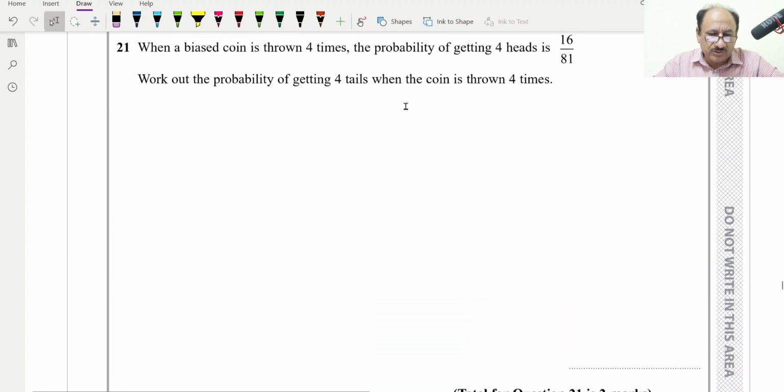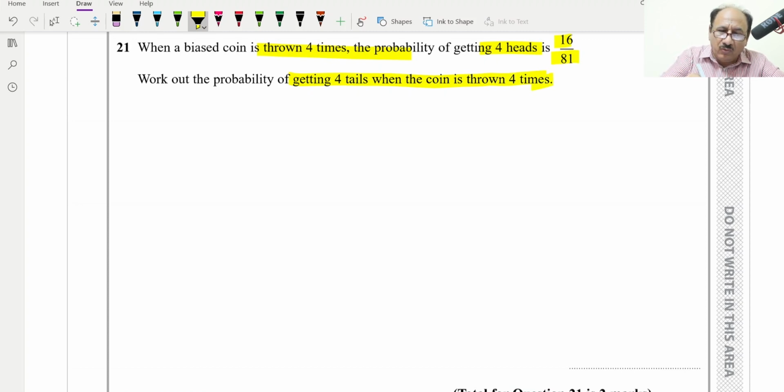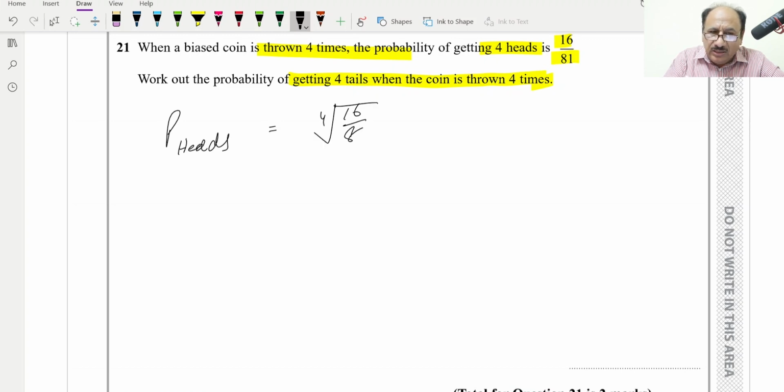Now we can move to question number 21. 21 is, when a biased coin is thrown 4 times, the probability of getting 4 heads is 16 over 81. Work out the probability of getting 4 tails when the coin is thrown 4 times. So probability of heads will be what? Will be the 4th root of 16 over 81.